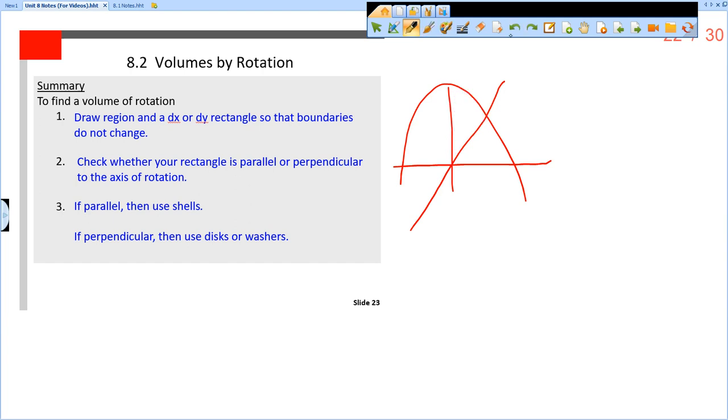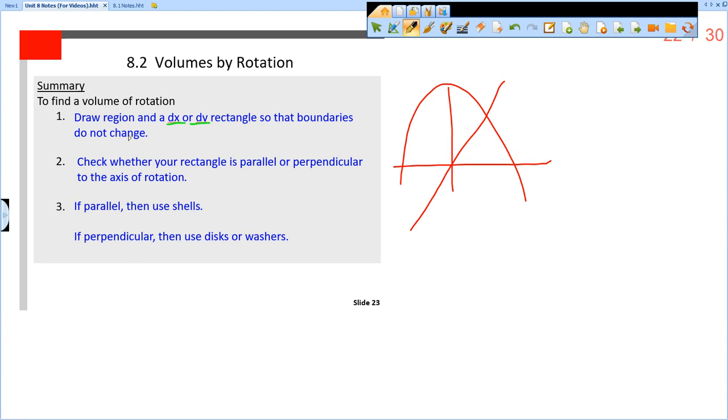Now what if I selected this other region here? What would it make the most sense to use? Well, it would make the most sense to use a dy rectangle now, because no matter where I move within the region, the right-hand boundary would always be the curve and the left-hand boundary would always be the line. However, if I chose to use a dx, I would need two separate integrals because the upper boundary would be the line over here and the curve over here. So that's the idea behind drawing a dx or dy so that the boundaries do not change.